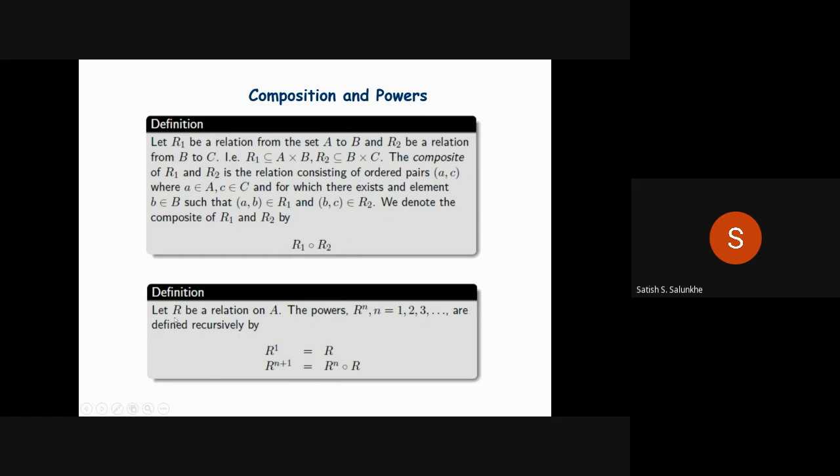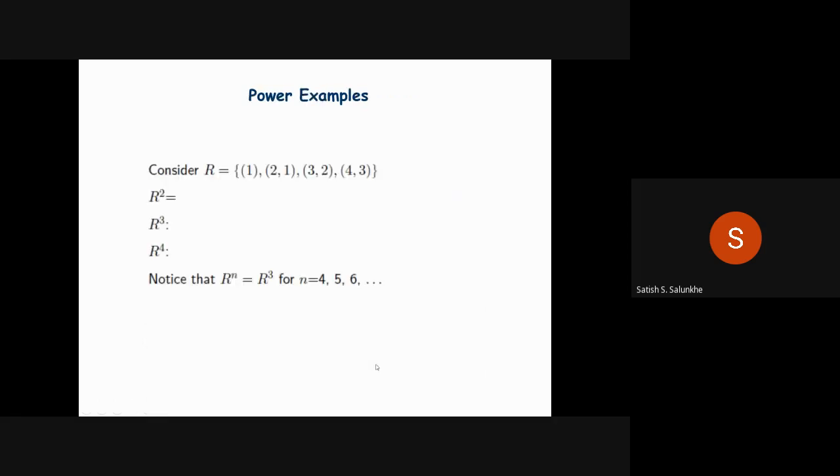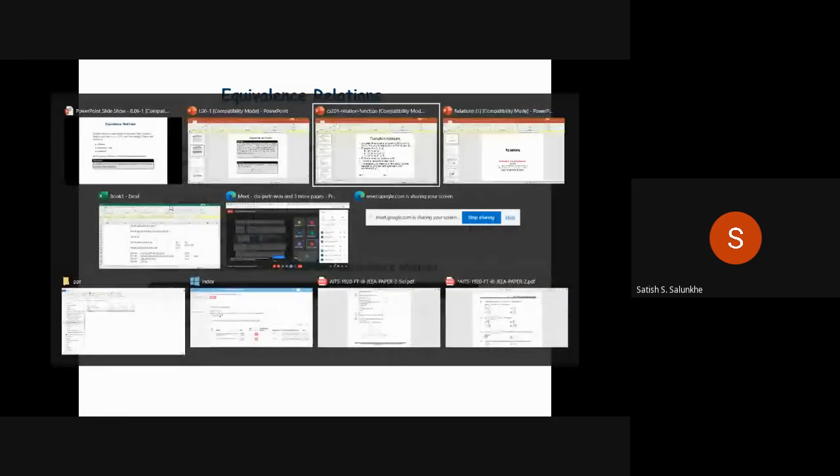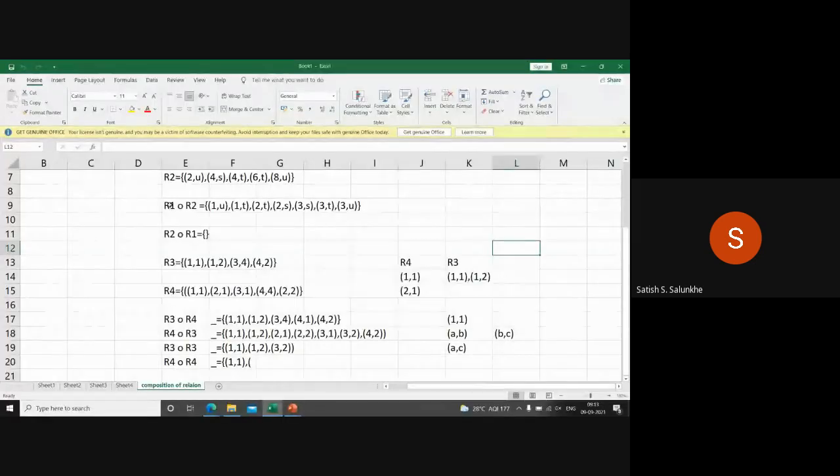So let R be a relation on set A. The power of R, you can take any n-order composition with itself. That is defined recursively: R raised to 1 is R, and R raised to n plus 1 is R raised to n composition R. Looking at this, you can come out with the composition of that relation with itself.